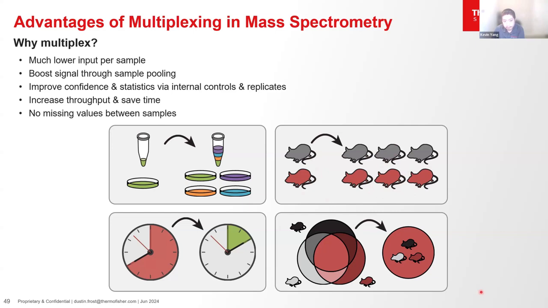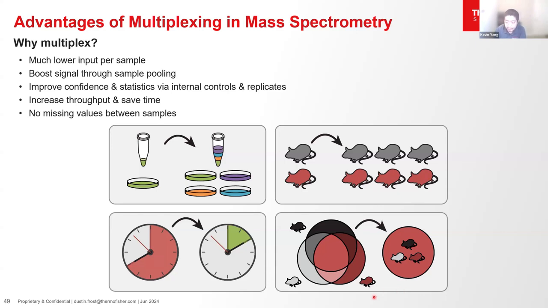Another advantage of multiplexing is you get better reproducibility. If you recall earlier when we talked about DDA, a key drawback is the missing values. But there are some experiments you still want to run with DDA, like if you want to study PTMs, when you want high confidence, clean spectra, then you want to run DDA over DIA.